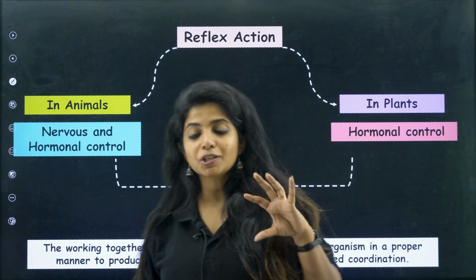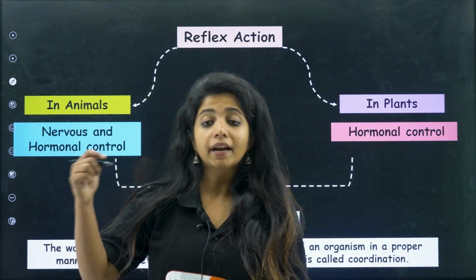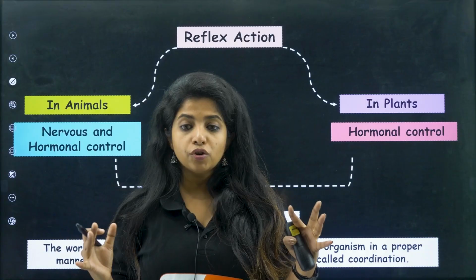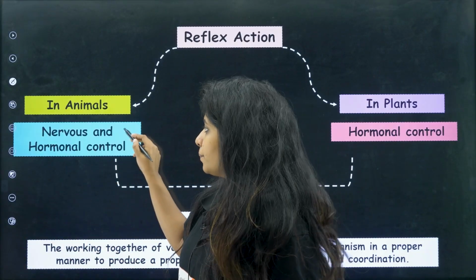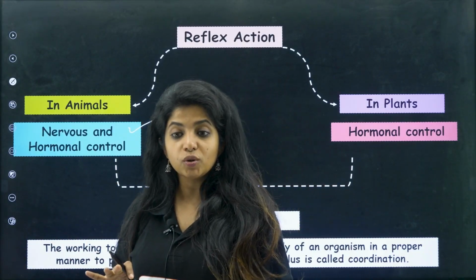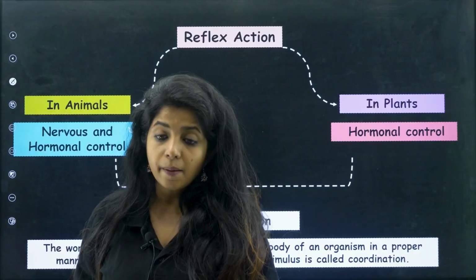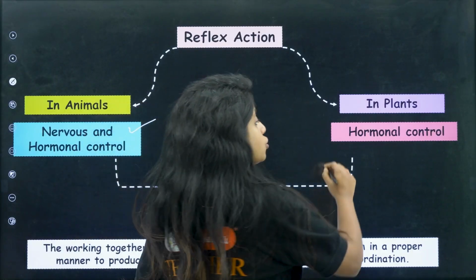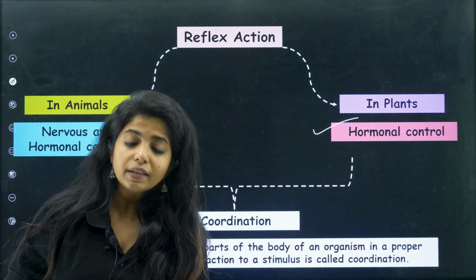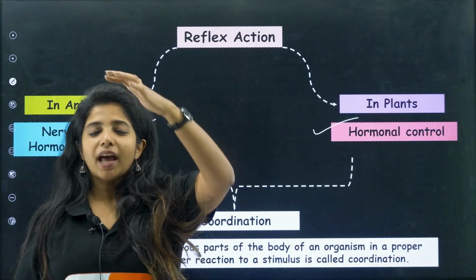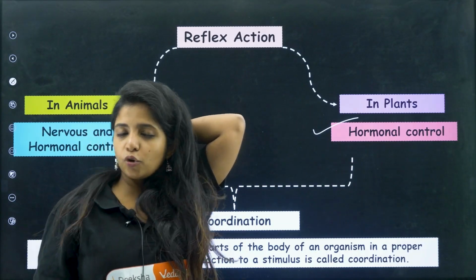Now, reflex action in the case of plants is quite different from what is happening in the case of animals. So in the case of animals, when I say that I am moving my hand away, here there is nervous control, there is hormonal control as well. Here I can see both nervous control as well as hormonal control. But in the case of plants, I will say it is just hormonal control. Do they have a nervous system, my dear children? They do not have any nervous system. Do they have a brain? They do not have a brain.